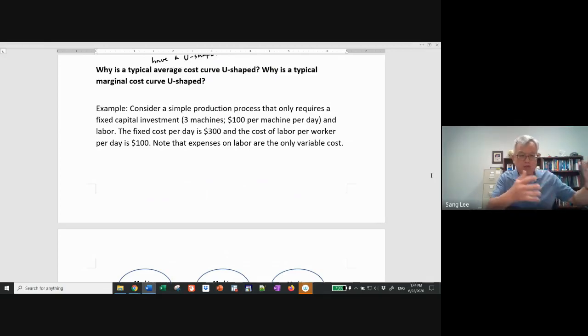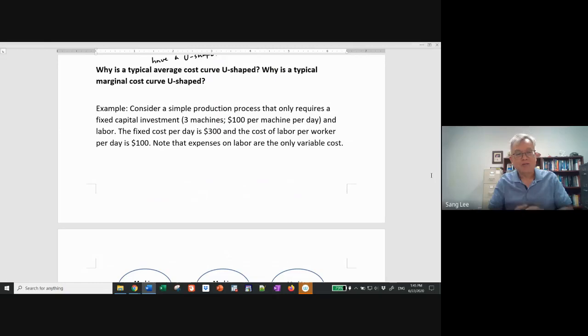So we use 3 machines, and each machine costs $100 per day. And then we're going to assume that the only other input is what? Just labor. Well, in real life, we're going to have to use a lot of natural resources, but to make our analysis simple, we just assume that you use only 2 kinds of input. One is machine, the other is labor.